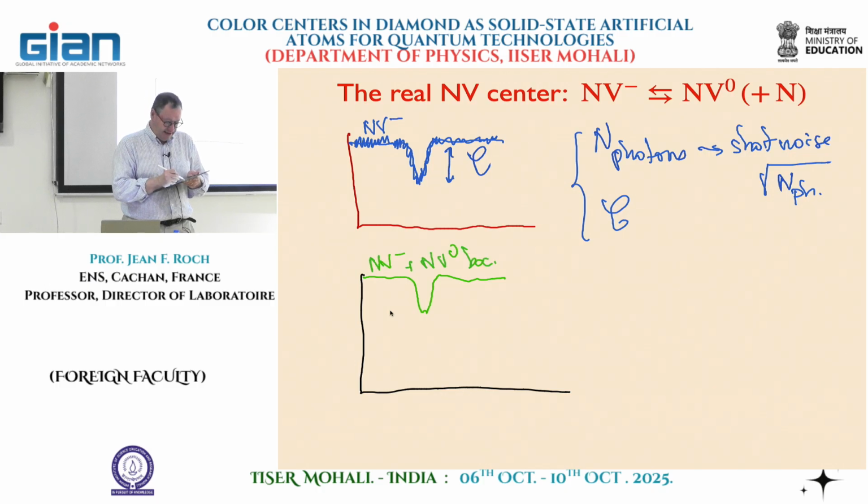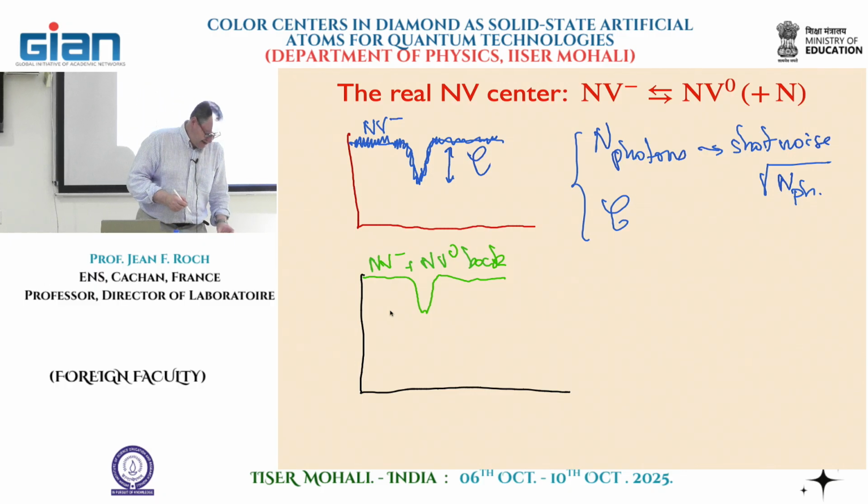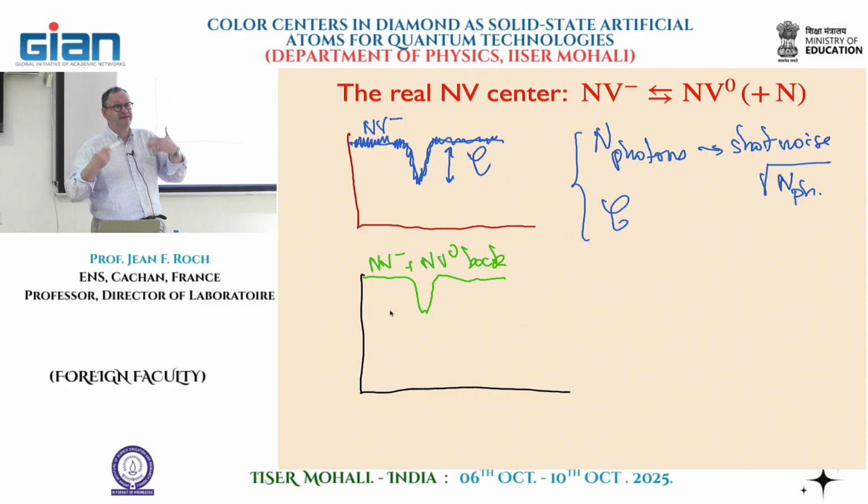Okay? And it means that somehow my contrast is significantly reduced. So the problem of all that is that it's quite hard. Anything that brings parasitic fluorescence will decrease the contrast value and will directly impact the sensitivity.